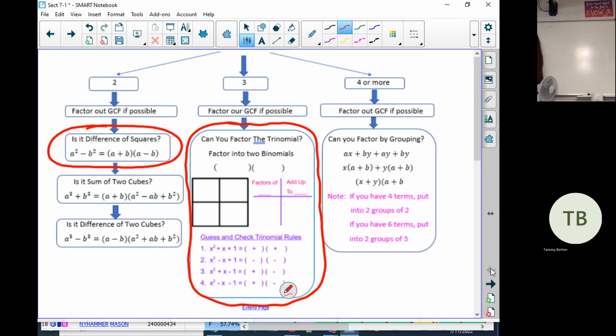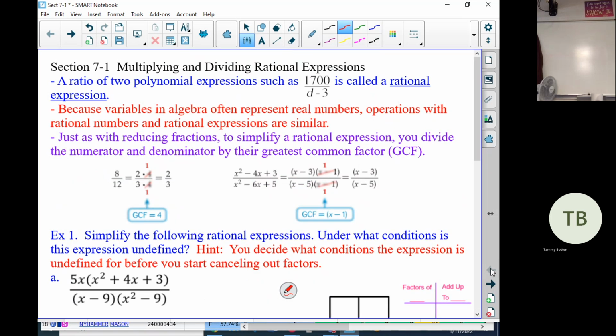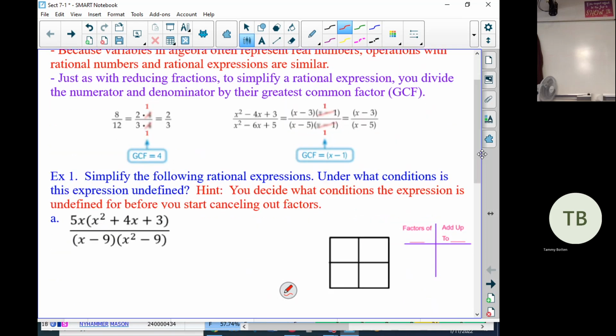So if we go back here, what's going to happen at first is sometimes you're going to have just numbers, just like if you have a fraction. And if you ever had 8/12, do you guys know, if it was a harder set of numbers, how to reduce a fraction on your graphing calculators? No. Okay, let me see.